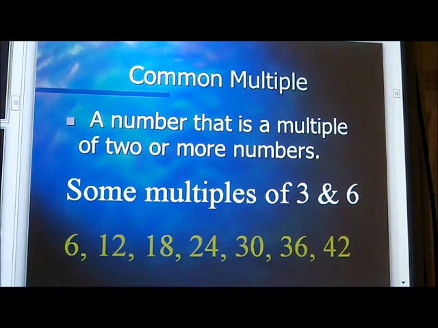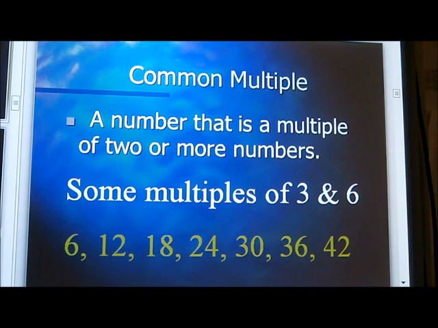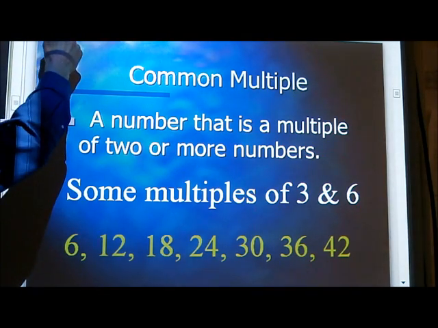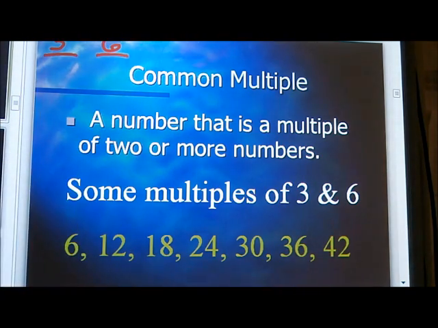But here's where I want to really concentrate: we have common multiples, a number that is a multiple of 2 or more numbers. So some multiples of 3 and 6 are 6, 12, 18, 24, 30, 36, and 42. How do we get those numbers? The easiest way to do it is to start with your numbers. So I have 3 and 6, and I'm going to list the multiples of those.